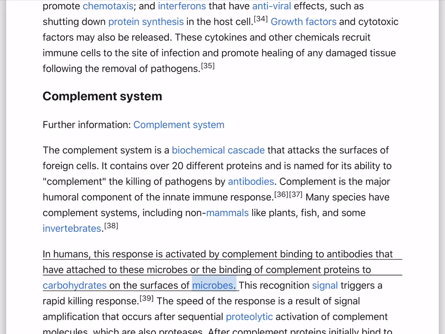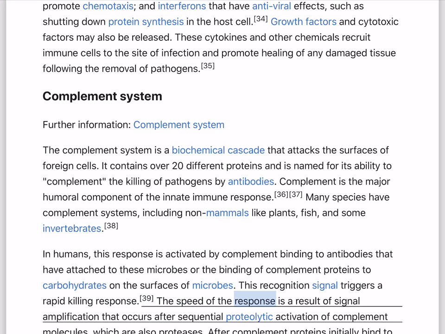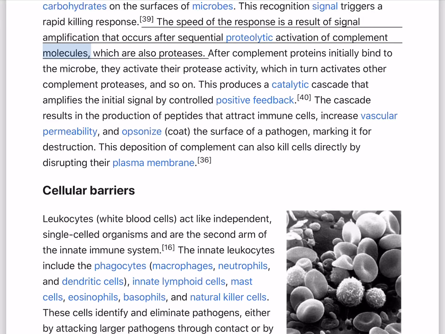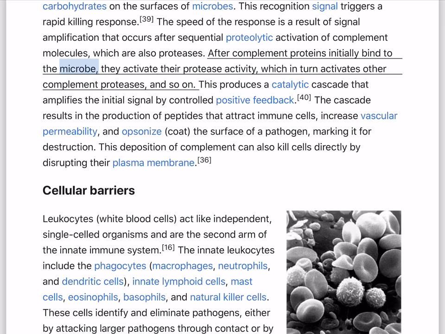The speed of the response is a result of signal amplification that occurs after sequential proteolytic activation of complement molecules, which are also proteases. After complement proteins initially bind to the microbe, they activate their protease activity, which in turn activates other complement proteases, and so on. This produces a catalytic cascade that amplifies the initial signal by controlled positive feedback.